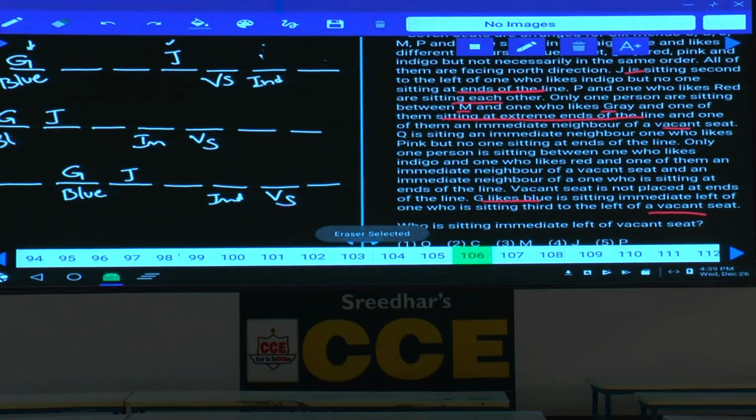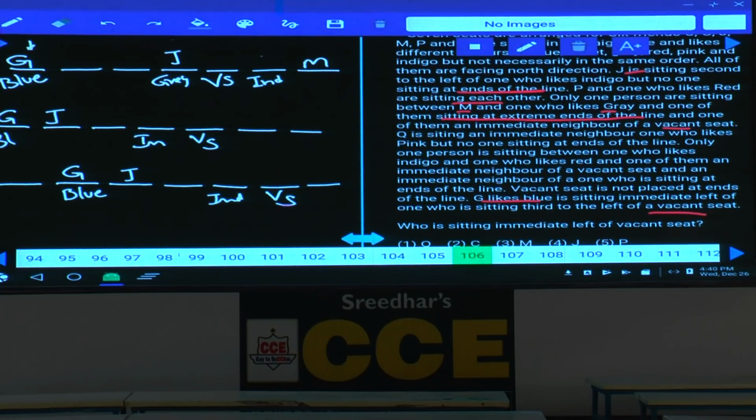As grey cannot be here, then M will be here. If M is here, grey will be here. Tell me whether the given information is satisfied or not. Between M and the one who likes grey, there must be only one person, and one of these two persons is at an extreme end and is an immediate neighbor of the vacant seat as well. Clear now? Then coming to this one, M and this one.